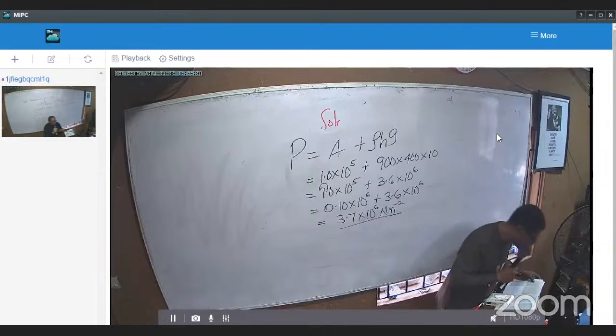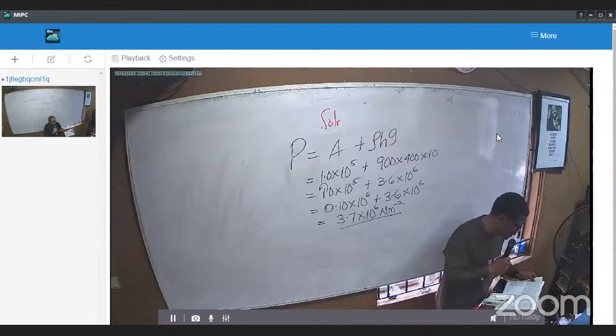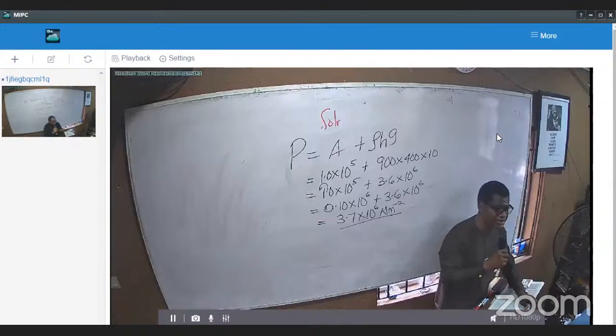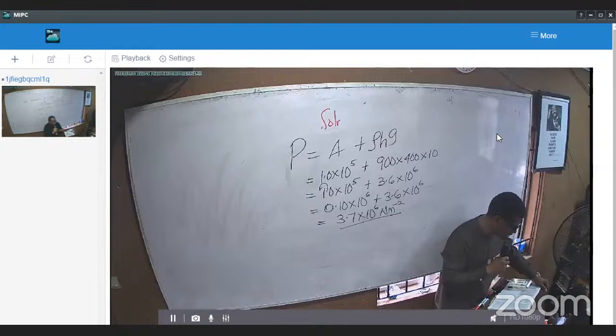Then option D, pressure is independent of the acceleration due to gravity.